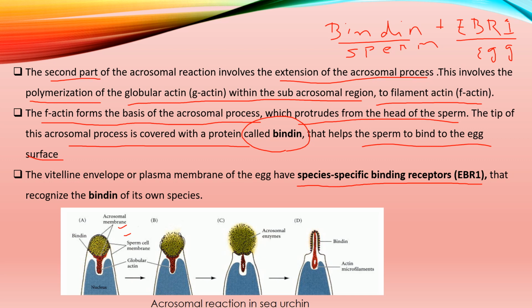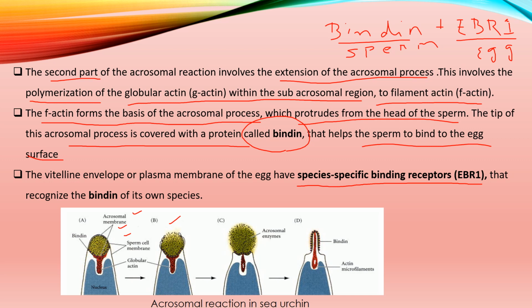In the next step, what happens when the acrosomal membrane and the sperm plasma membrane get fused? That leads to the exocytosis of the acrosome, and the exocytosis of the acrosome releases different types of proteolytic enzymes. Here you can see the proteolytic enzymes being released. When they are released, they help in the lysis of the egg jelly membrane and jelly core, so that the sperm comes in contact with the egg plasma membrane.